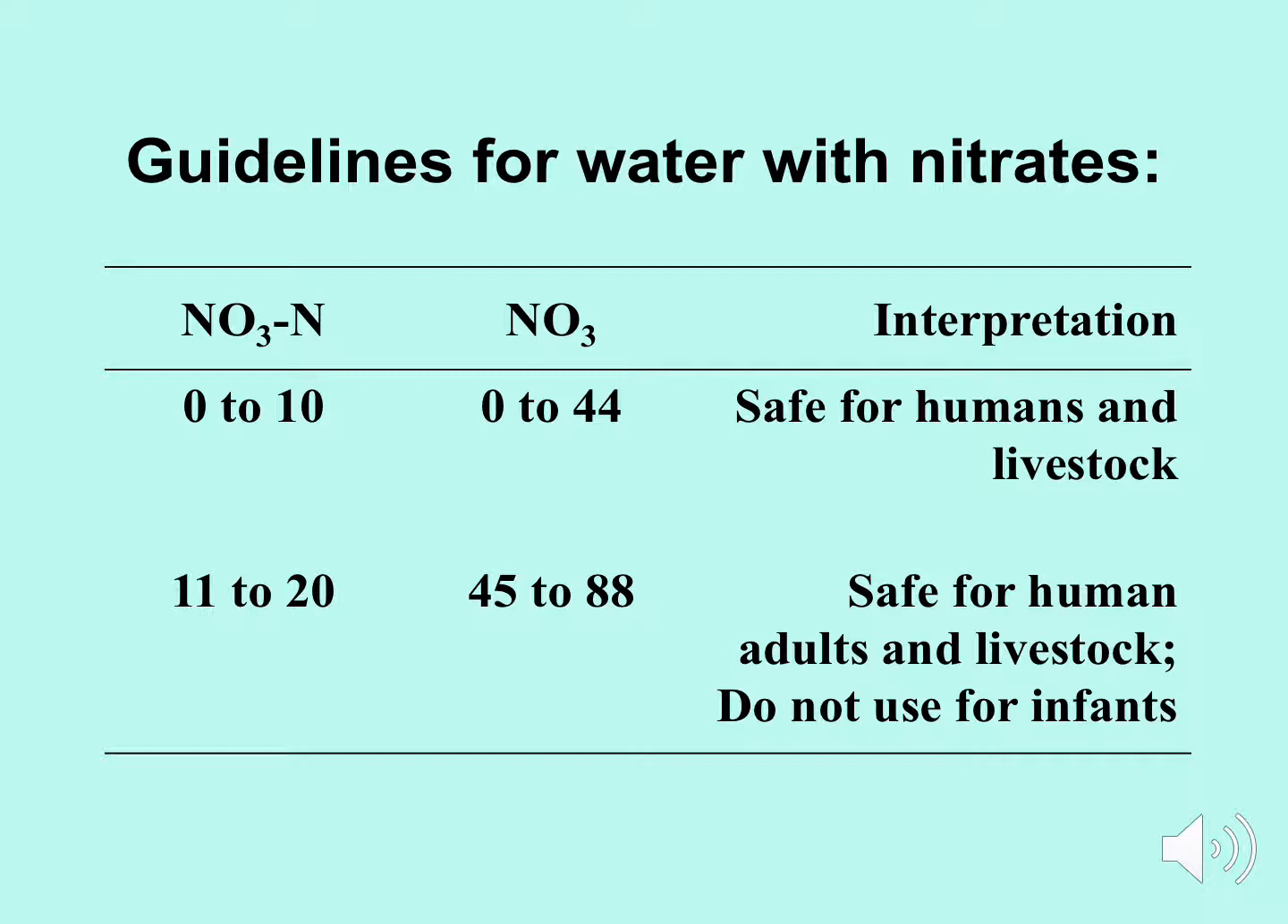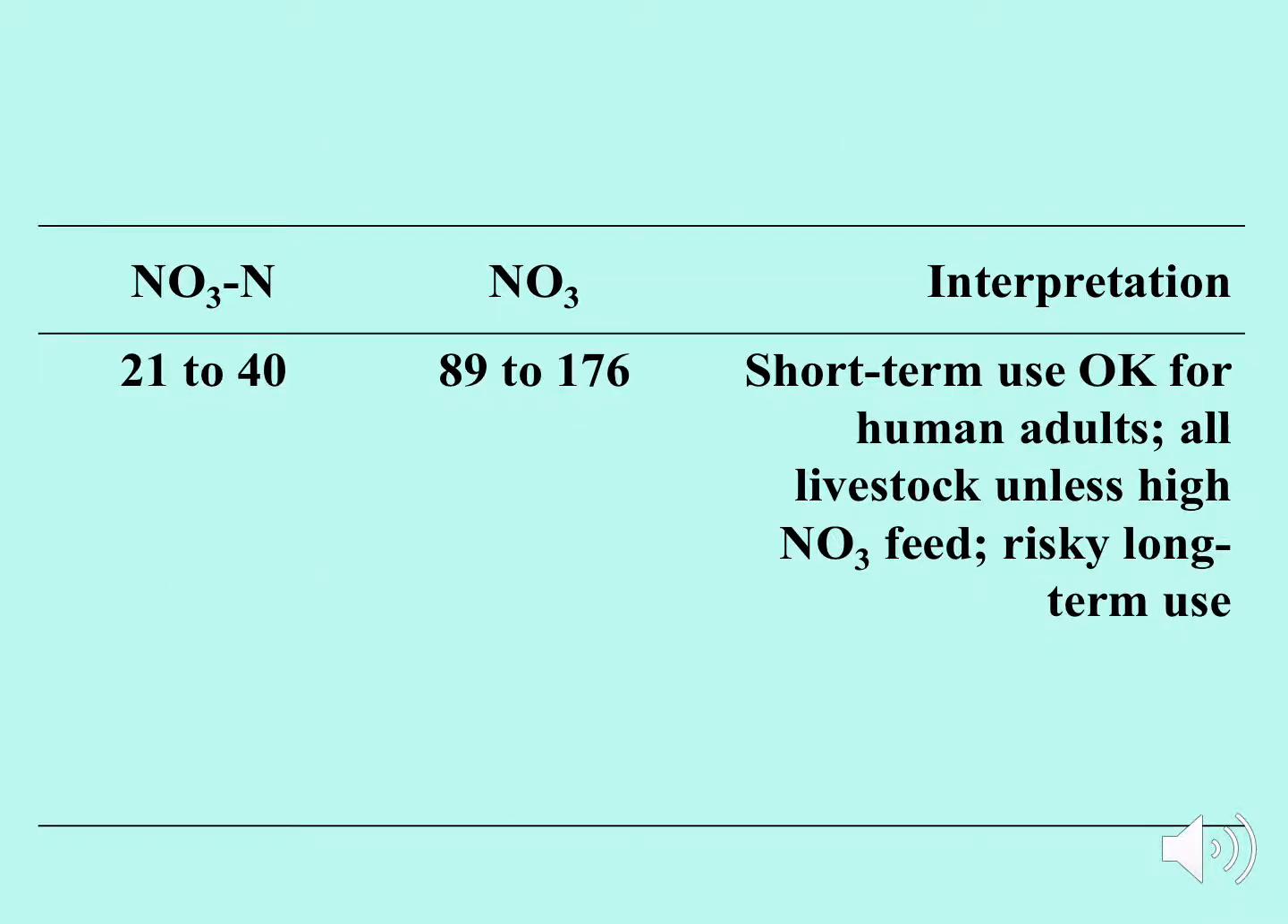We also have other values in the guidelines. If the nitrate nitrogen values are between 21 to 40 parts per million, short-term use is considered okay for human adults. It's okay for all livestock, unless the livestock also receive a feed source that's very high in nitrates. This is considered to be risky for long-term use. You don't want to do this long-term.